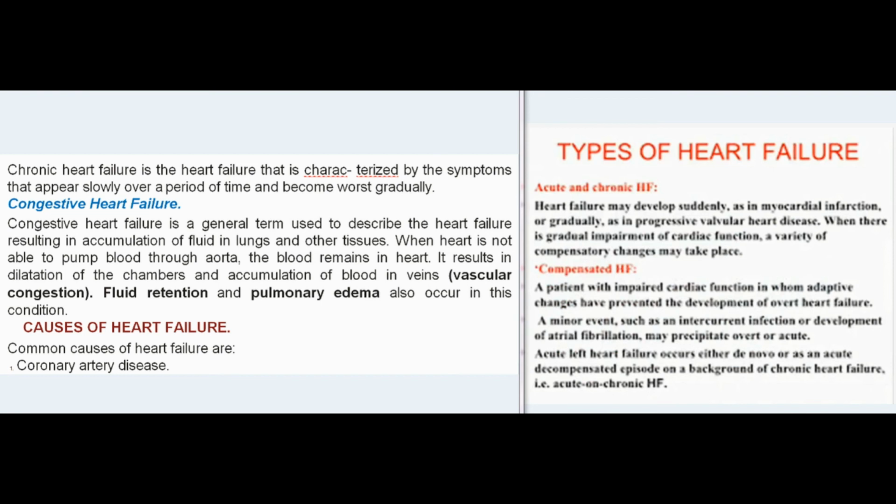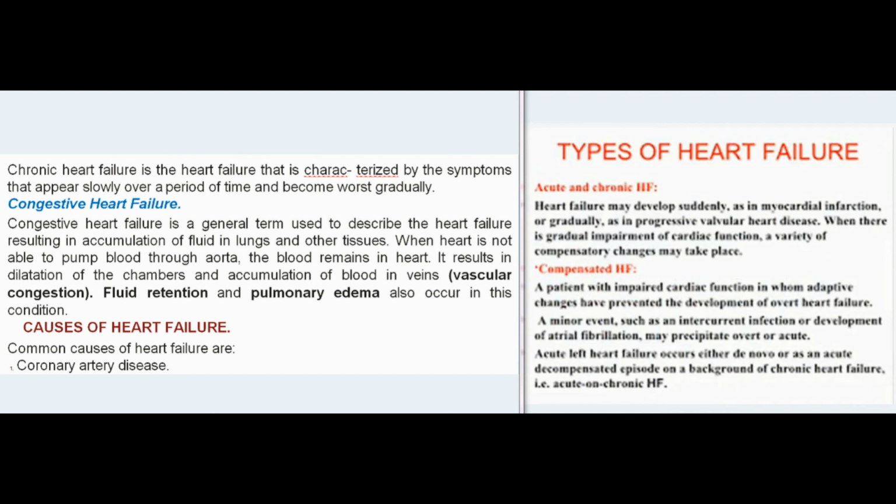Congestive heart failure. Congestive heart failure is a general term used to describe the heart failure resulting in accumulation of fluid in lungs and other tissues. When the heart is not able to pump blood through aorta, the blood remains in the heart. It results in dilatation of the chambers and accumulation of blood in veins, vascular congestion. Fluid retention and pulmonary edema also occur in this condition.